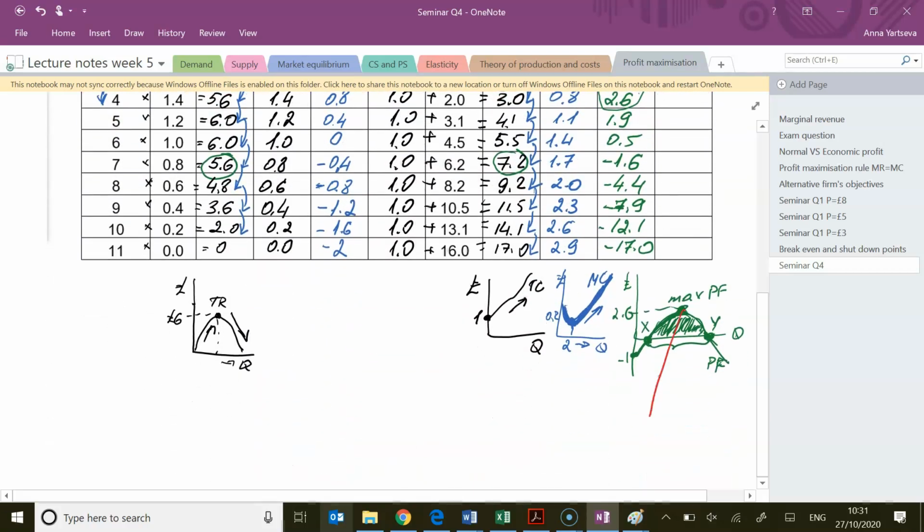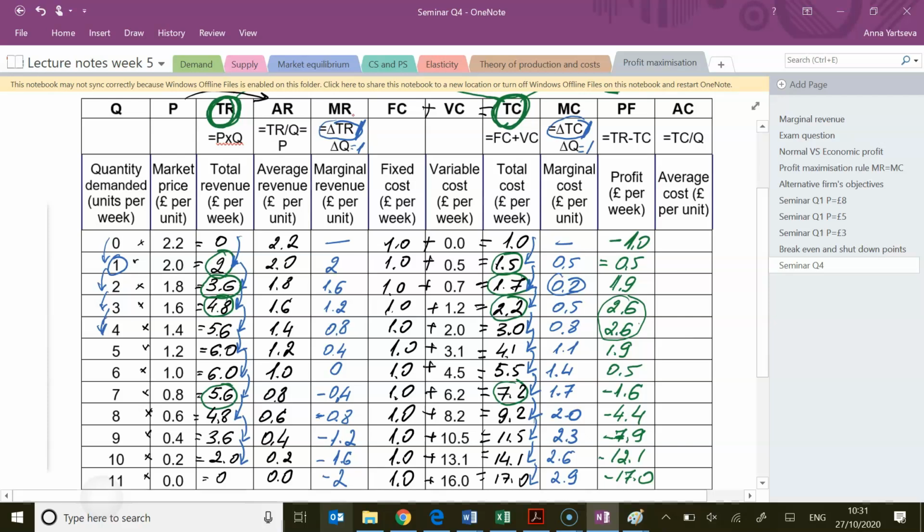So to maximize our profit, when you have a very large, very long spreadsheet, when you cannot plot it properly, you can simply follow this rule. To maximize profit, find the point where marginal revenue equals marginal cost. So look at your data. Marginal revenue, blue column, and marginal cost, blue column. Let's find the level of output which ensures that these numbers are equal. So for example, 1 unit of output, marginal revenue 2, marginal cost 0.5, not equal. 1.6, 0.2, not equal. 1.2, 0.5, they're not equal, not optimal. 0.8, 0.8, they're equal.